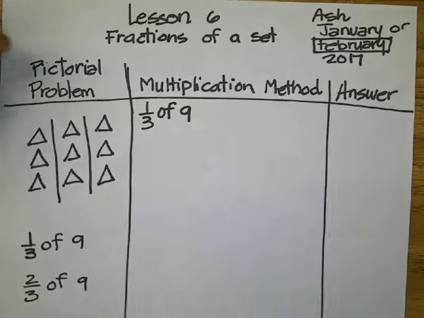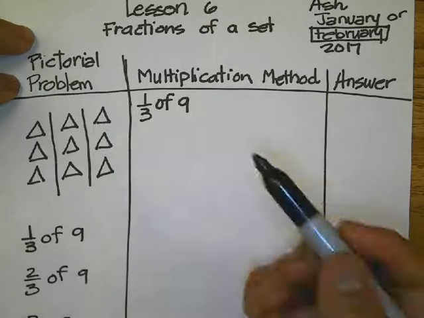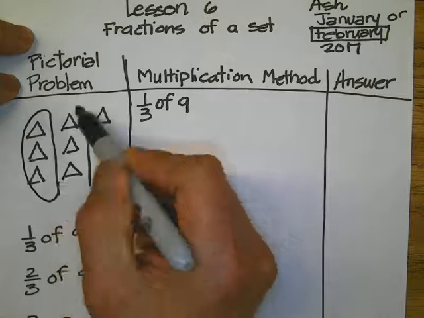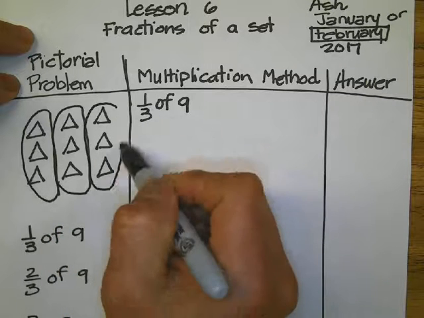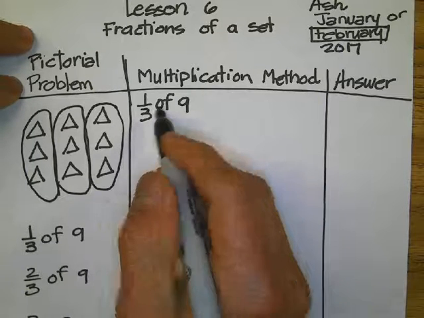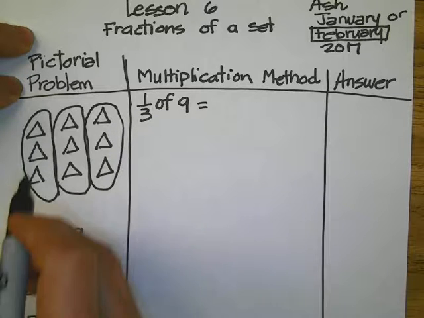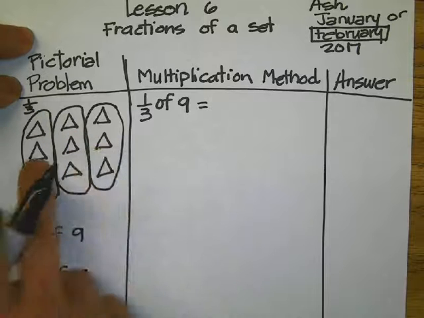Simply, this is saying that the group is divided into three parts. Here's one group, here's another group, and here's the third group. That's why there's a 3 in the denominator. Now this one says 1/3 of 9. I know this is 1/3 because this is one group of the three groups.